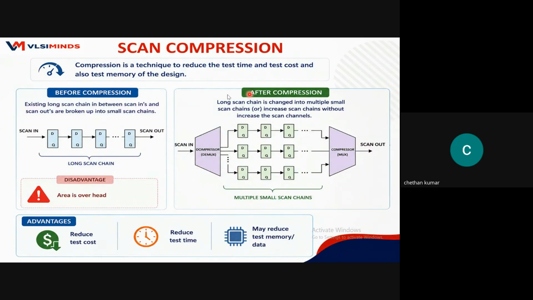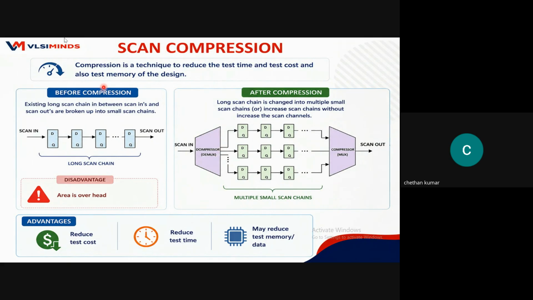The only thing is area overhead. That means extra logic we are adding, extra connections we are making, and extra logic means extra space it occupies. In EDT, the main components of the compression technique are the decompressor and the compactor. That we will study in depth.